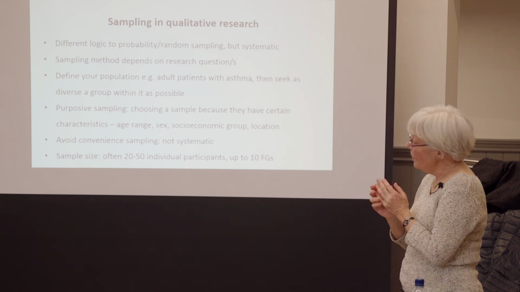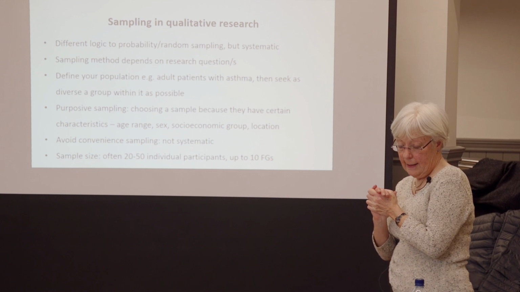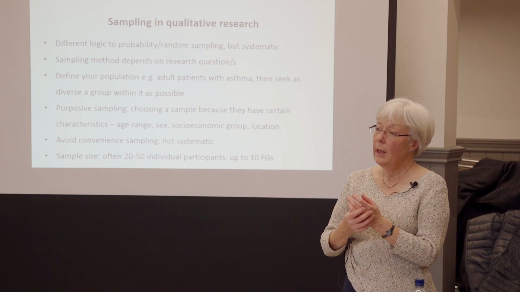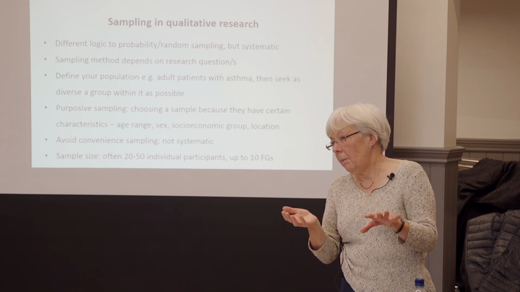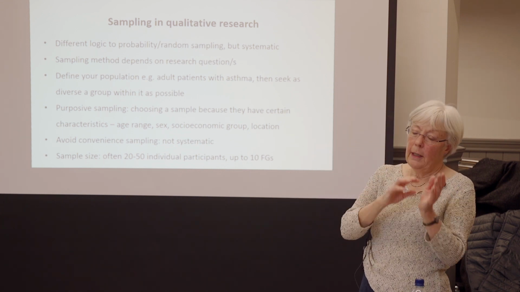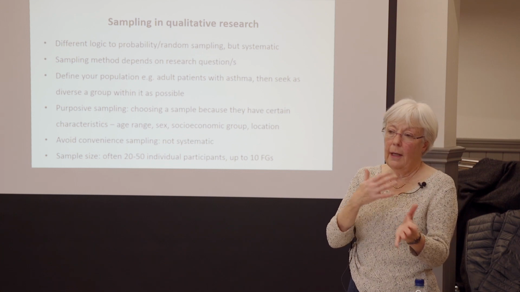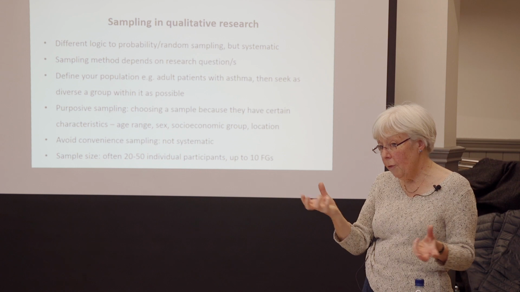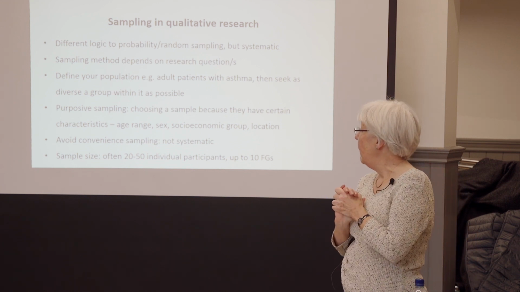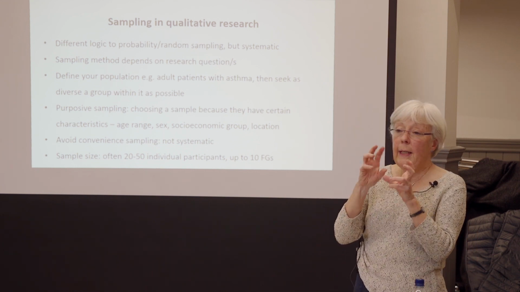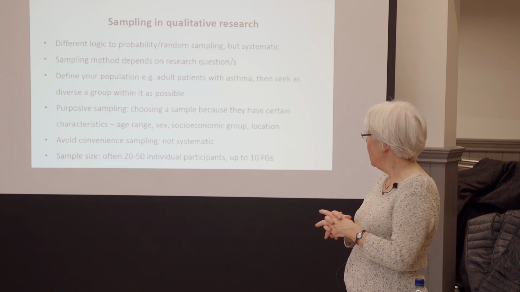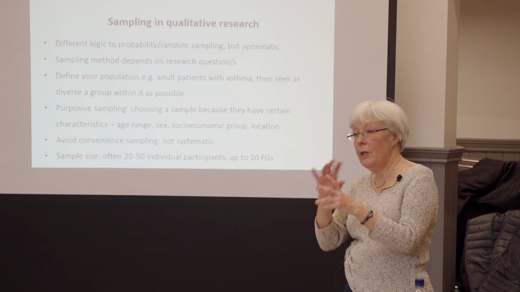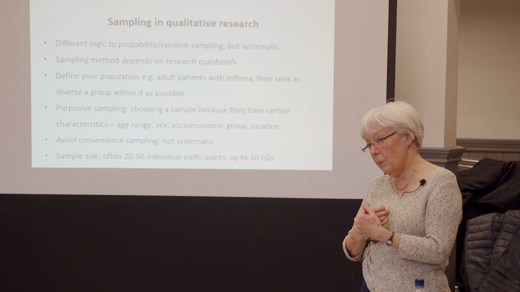Now, what you would do then is look at the patient population and think, well, on average in my country, how many men should I have compared to women with this particular condition? What's the age profile of patients with this condition? What kind of socioeconomic groups might I want to look at? Do I want to look at rural, urban, mixed areas? And then you're seeking as diverse a population as possible within that.